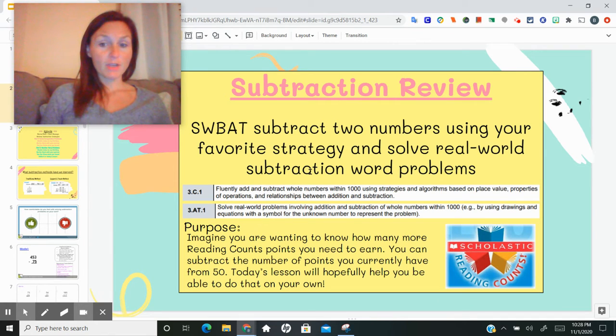Right, so this is going to be set up just like yesterday's, except today we're going to be doing all subtraction problems. Again, think about if you were wanting to know how many reading counts points you needed to earn. You can subtract the number of points you currently have from 50 because you're supposed to earn 50 reading counts points. So today, hopefully, you will be able to use what you've learned to help you do that.